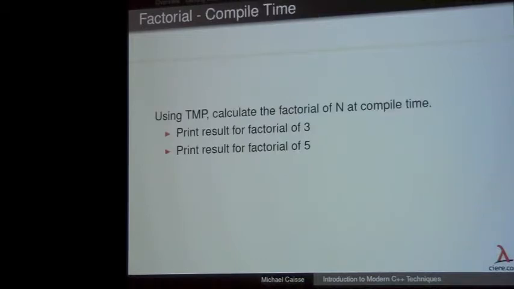Exercise time, because you guys are all falling asleep. It's getting warm in here. Now, pull up those compilers and do it at compile time. We want to calculate the factorial at compile time, print the result for 3, and the result for 5.